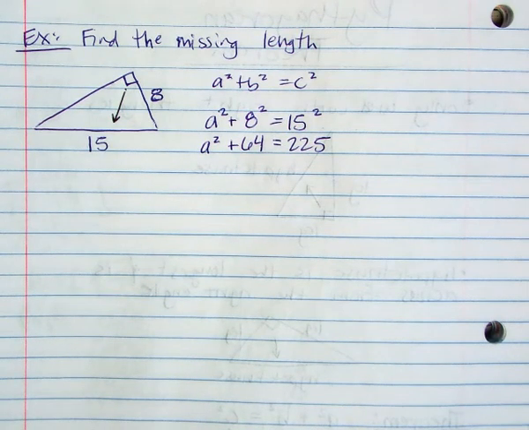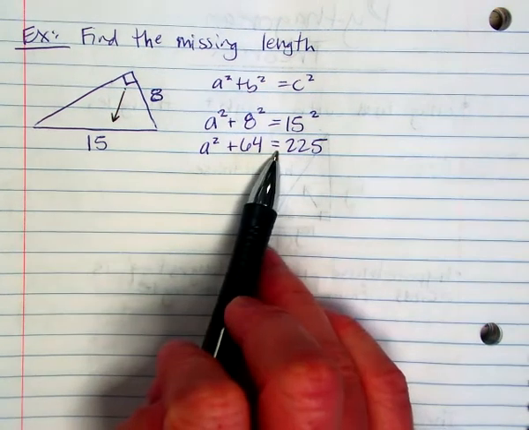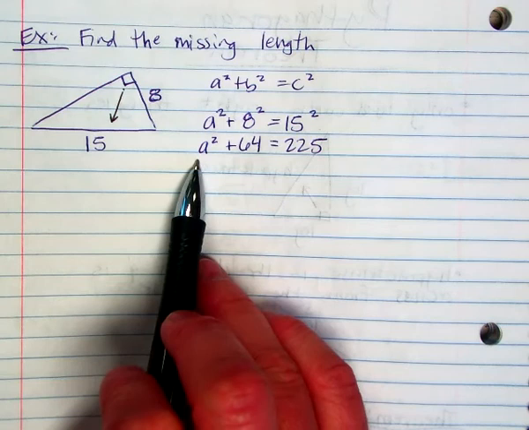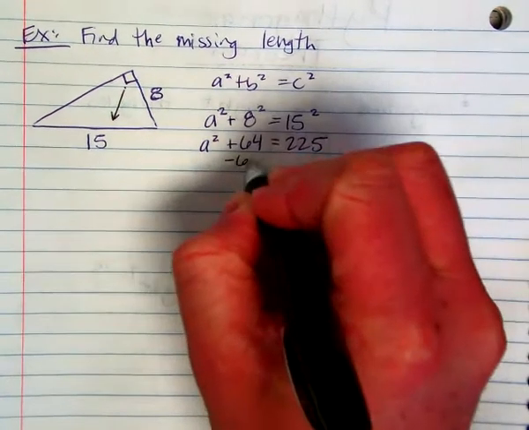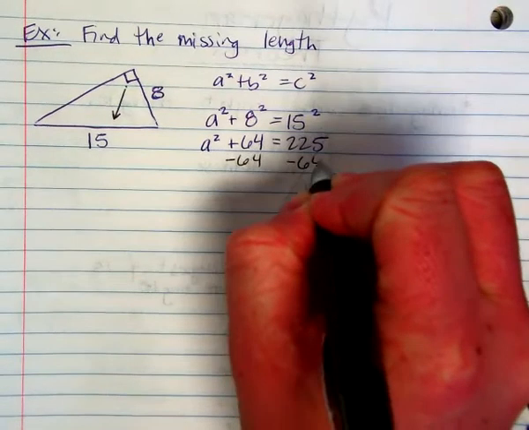Raise your hand if you think you know what I can do to try and find out what A is. David? Absolutely. This is an equation, right? We have an equal sign. So if I want to get A by itself, I better start doing the opposite of what I see. Instead of plus 64, I will subtract 64.